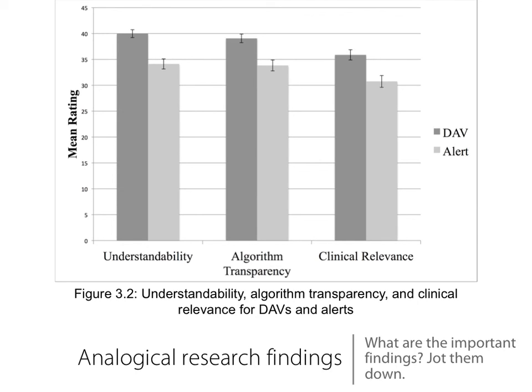So again, both of these representations are describing the same data, and both of them are basically trying to tell the same story, and that is that the DAV, or the dynamically annotated visualization, performed better, was thought to be more understandable, and that's a significant difference. You can see that, so you have to learn that these are error bars, and that this error bar isn't touching this error bar, so that's significantly different. It ranked higher in algorithmic transparency, again, that's significant, and with clinical relevance, also better, and with a significant difference.